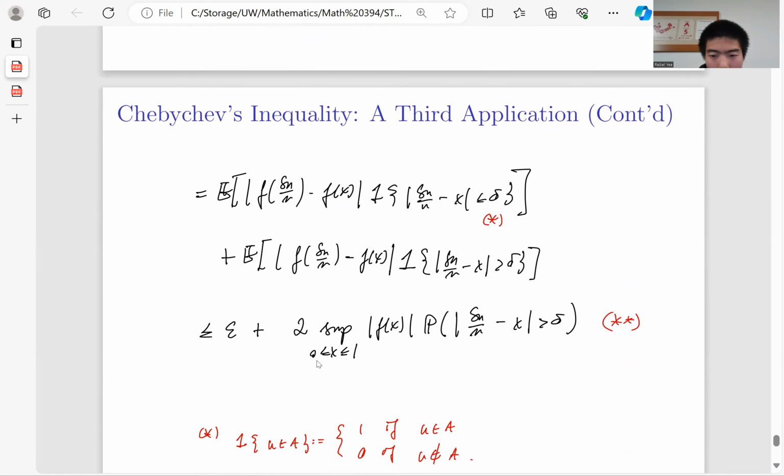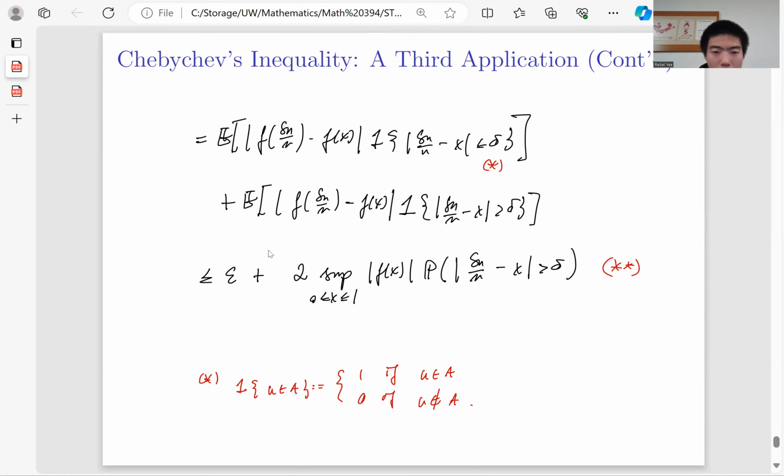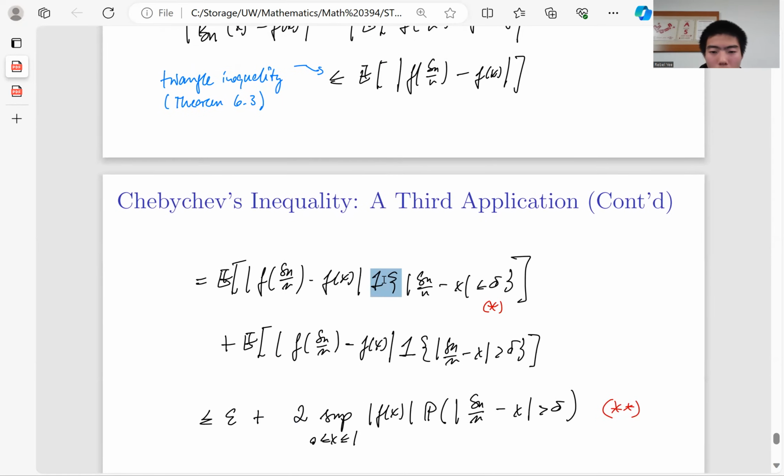And now we play a very trivial but very crucial step here, which is to define an indicator function. The indicator function assigns all of the elements into two parts. It's equal to 1 if a belongs to A, and if a does not belong to A, then it's 0. So in this case, the 1 indicates the case where |Sn/n - x| is smaller or equal to delta.